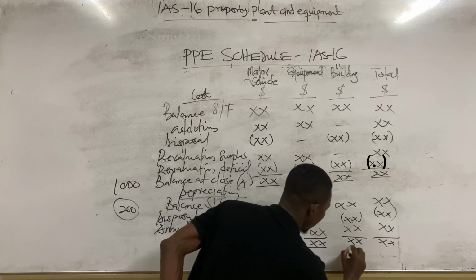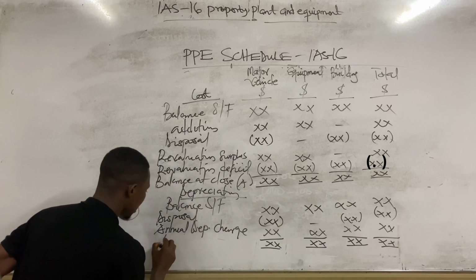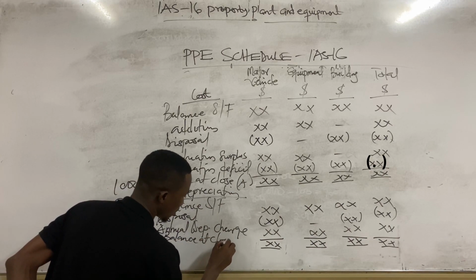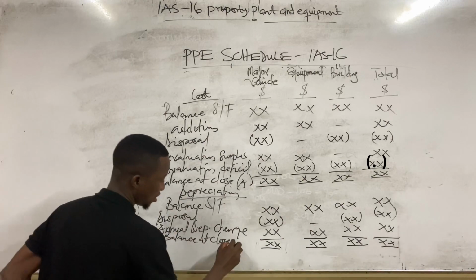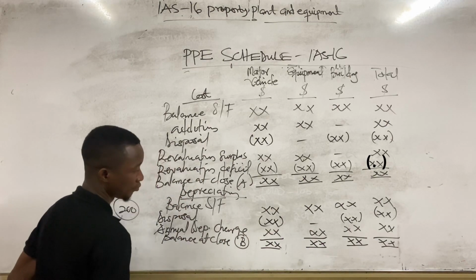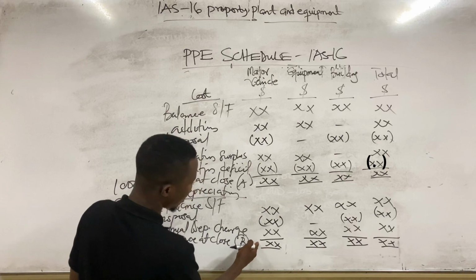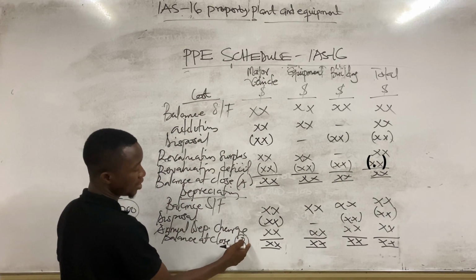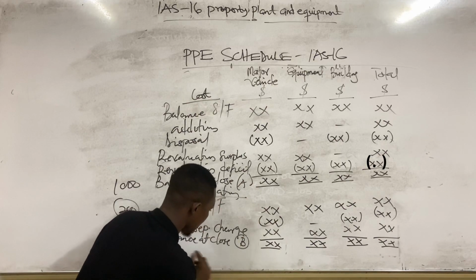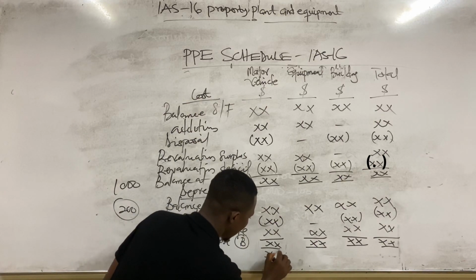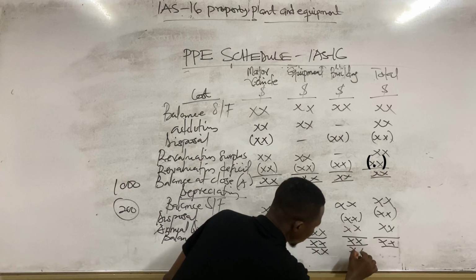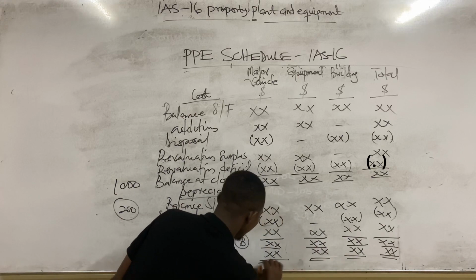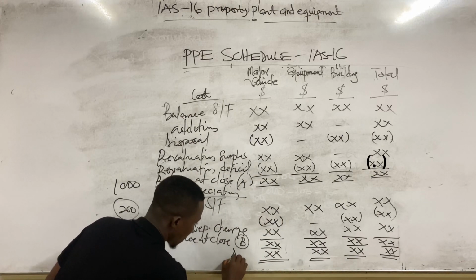So this becomes the balance at close. The balance at close for depreciation, let's say that is B. So we subtract the B, that is the depreciation at close, from the cost at close. So we subtract B from A. So we will get an answer. You will underline it twice. That is A minus B.